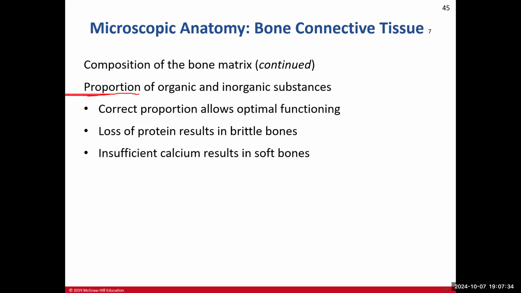And at any one time, if one of those swings out of the normal, like if you're having way too much organic, way too much osteoid, and not enough of the inorganic, the bone salts and the crystals, then the bones will be bendy. And vice versa. If you have not enough osteoid, but way too much of the inorganic, then the bones will become brittle. Right? So keep that in mind. So loss of those proteins, brittle bones. Not enough calcium, soft bones, because you have too much of the organic, or the osteoid, for the soft bones.